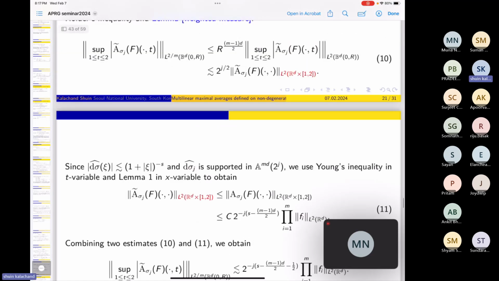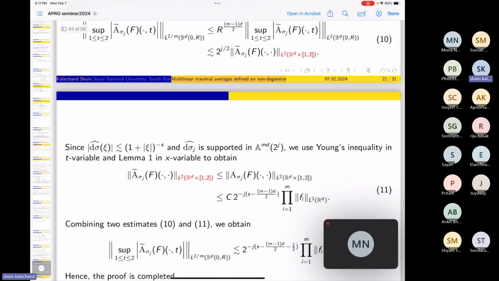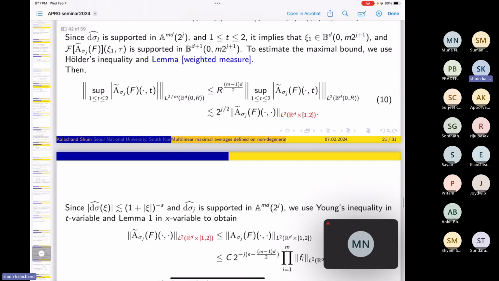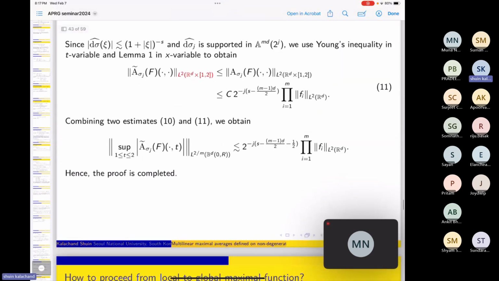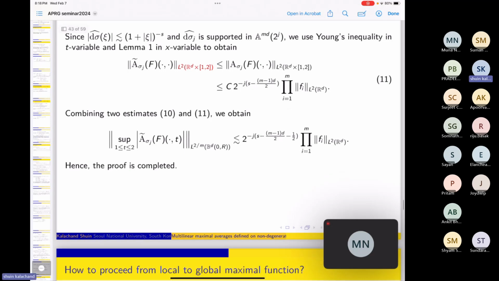Now we'll combine equation 11 and equation 10. Then we have that the L2 norm of the operator is dominated by this constant times the product of the L2 norms of the functions f_i. And since this number is positive, this completes the proof for the local maximal function.